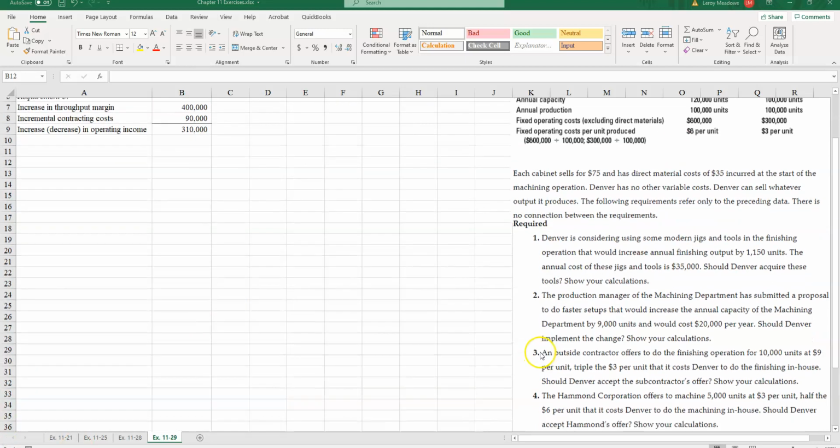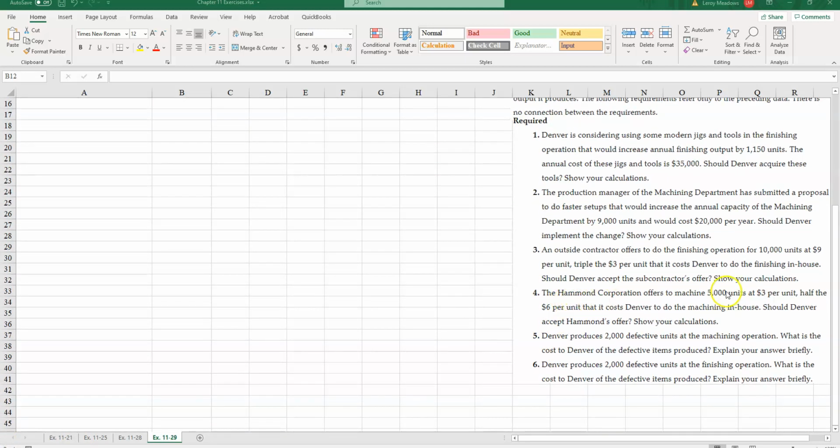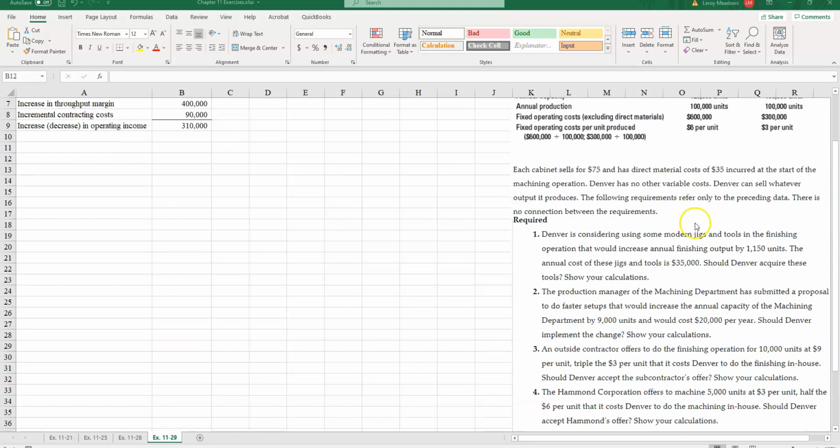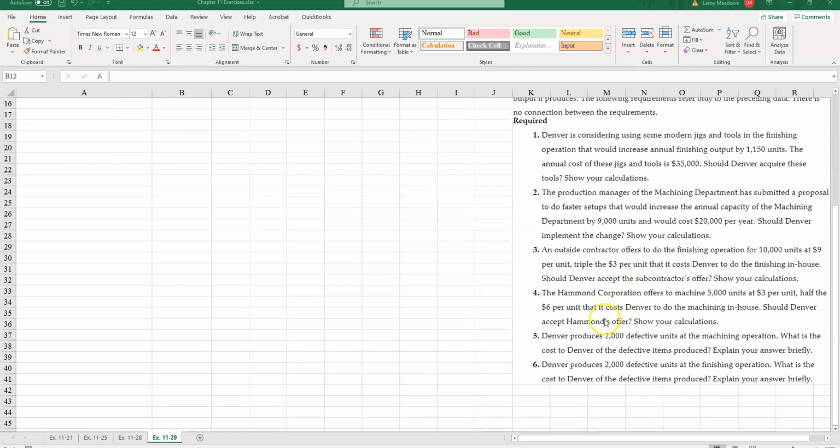Now let's take a look at requirement 4. The Hammond Company offers to machine 5,000 units at $3 per unit, half of the $6 per unit that it costs Denver to do the machining in-house. Should Denver accept Hammond's offer? Show your calculations. Even though this is not the constraining or bottlenecking department, the machining cost per unit is actually half of what we determined up here. And this is fixed operating cost per unit, $6. So should we even think about this in this situation?